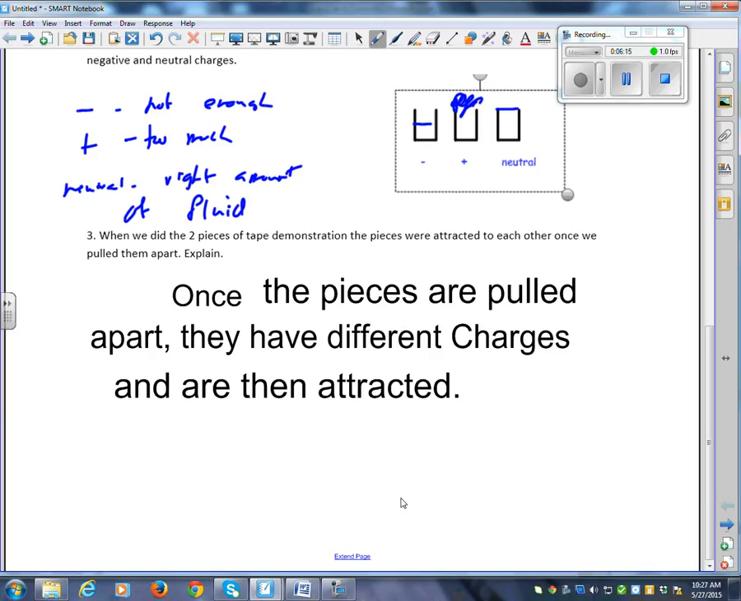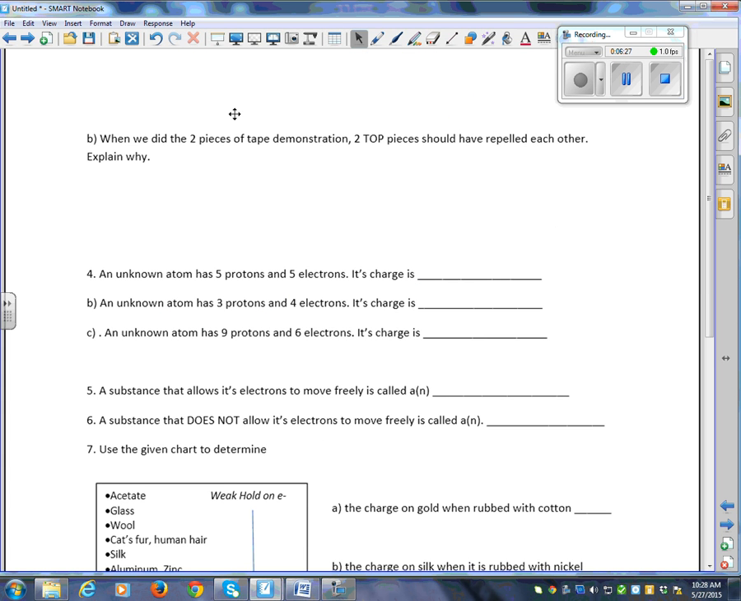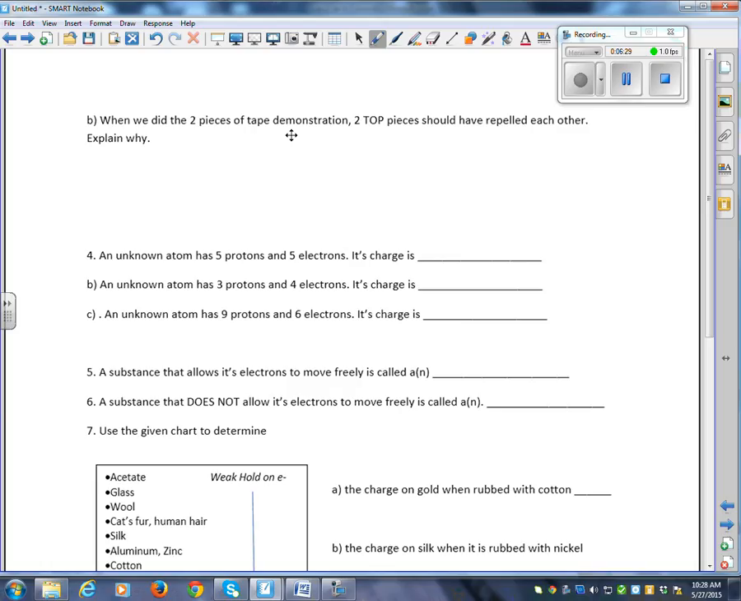I only put that and I got it wrong. You can't read it. Then they are attracted. When we did the two-piece demonstration, the top two pieces repelled each other. Explain why. They... Oh, hang on. Let me take my time and write it properly. Most electrons.